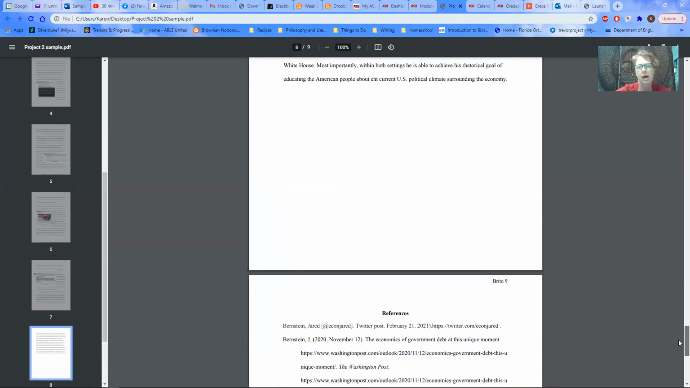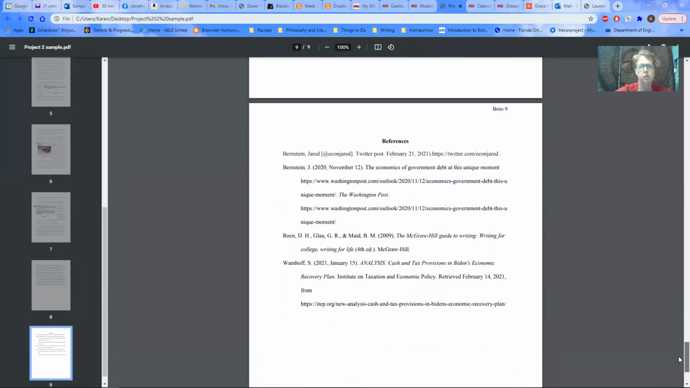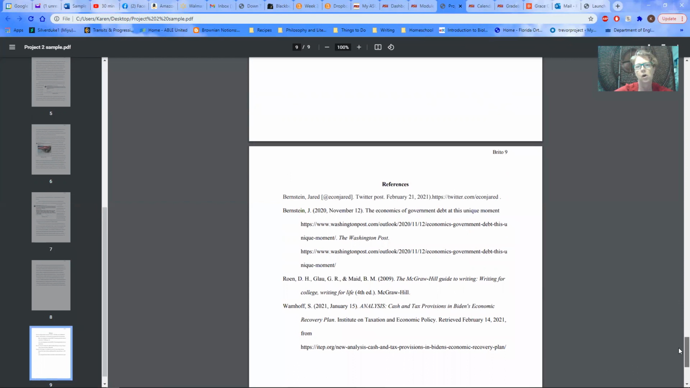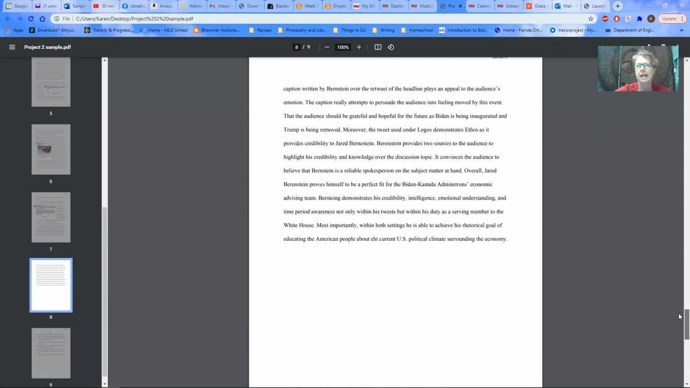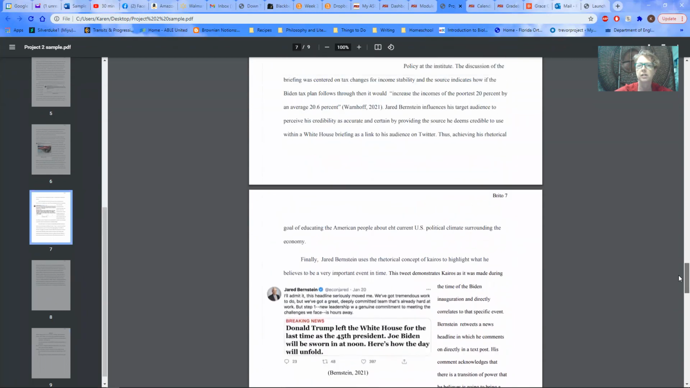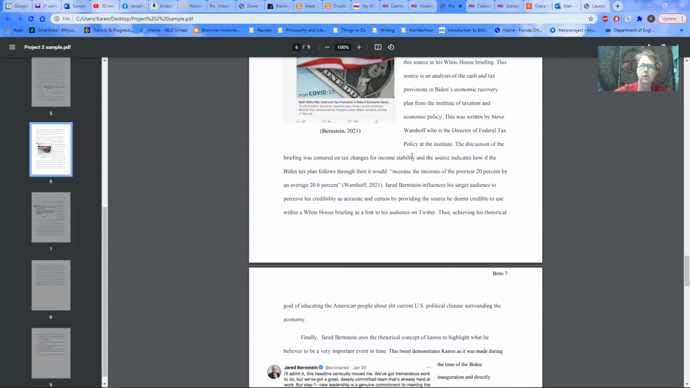I also want to point out that she has a reference page, which is essential to Project 2. You'll notice that she not only referenced her captions, but also provided them on the reference page. And then she also references any of the secondary research that she included. I'll point out an example right here after a quotation that she uses. Here is a sample of an in-text citation that she then later places on her reference page.